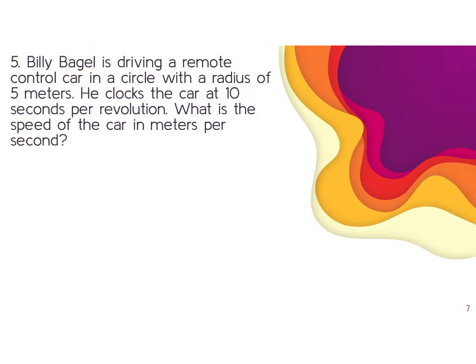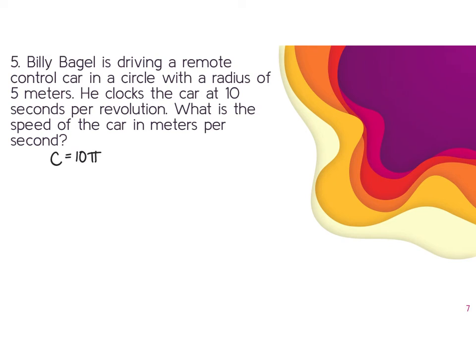All right, Billy Bagel is driving a remote control car in a circle with a radius of 5 meters. He clocks the car at 10 seconds per revolution. What is the speed of the car in meters per second? So the circumference is 2 pi r. So 2 times 5 is 10, so we have 10 pi.